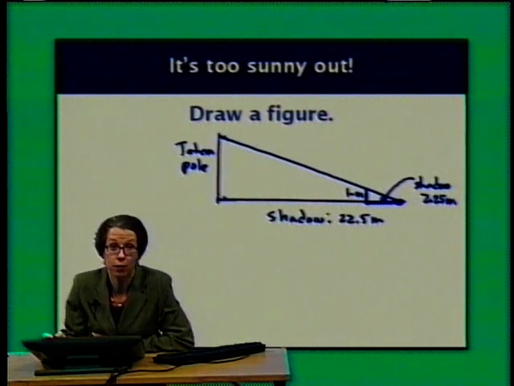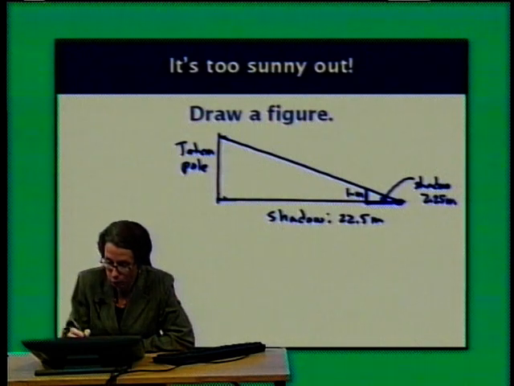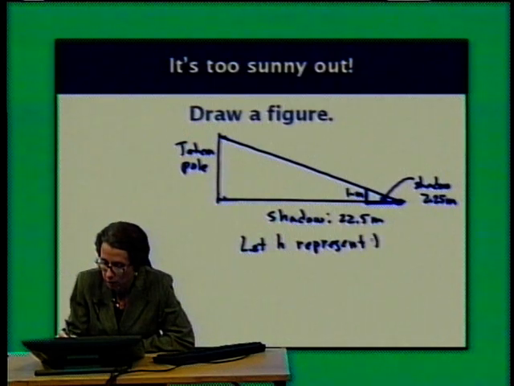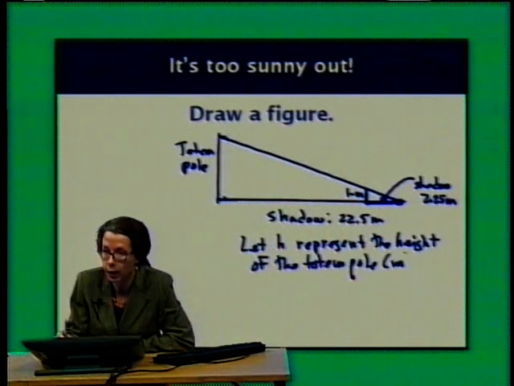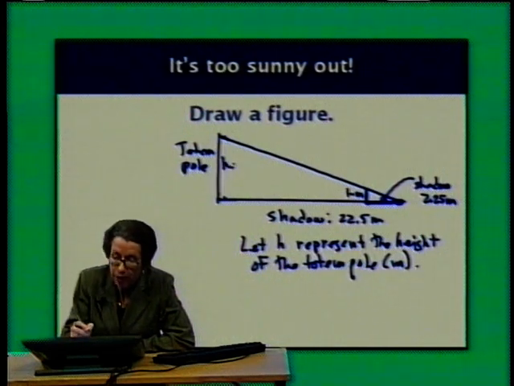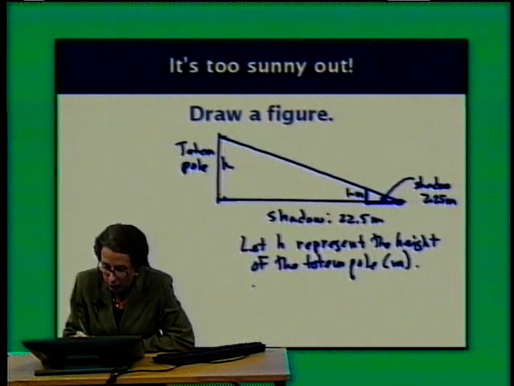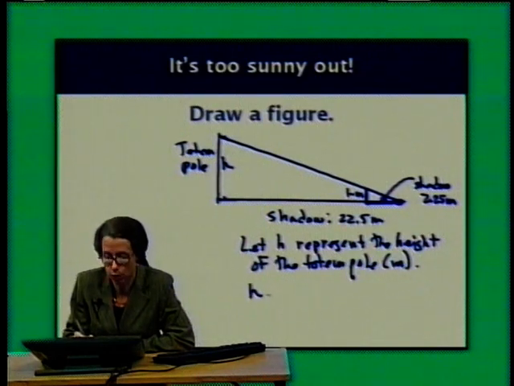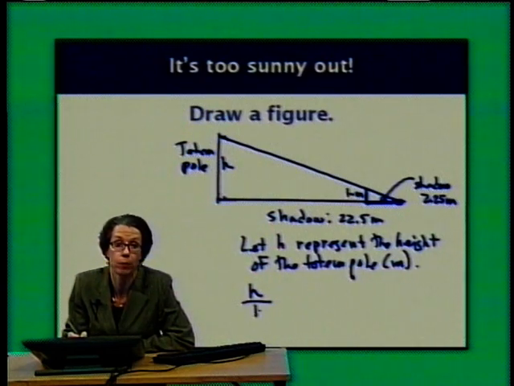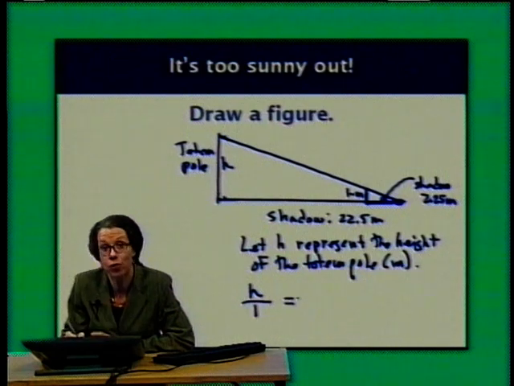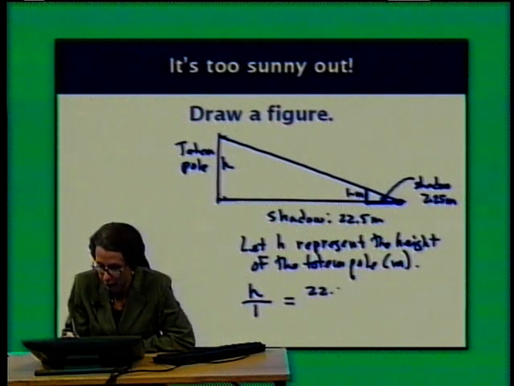So what I'm going to do is define a variable and set up a proportion. I'm going to let h represent the height of the totem pole, and I'm measuring in meters. So this is h in my picture. And so what I know is that the short leg of the right triangle in the big triangle is to the short leg of the right triangle in the smaller triangle as these longer legs are to one another. So that would be as 22.5 is to 2.25.